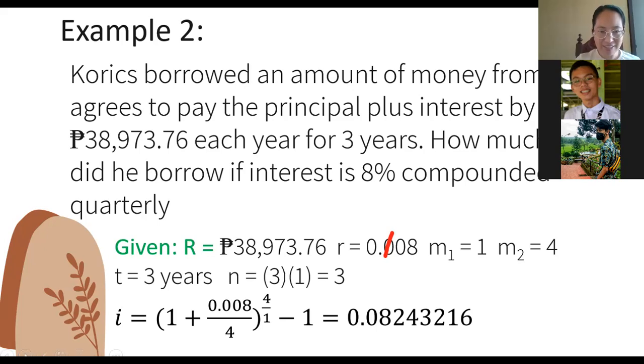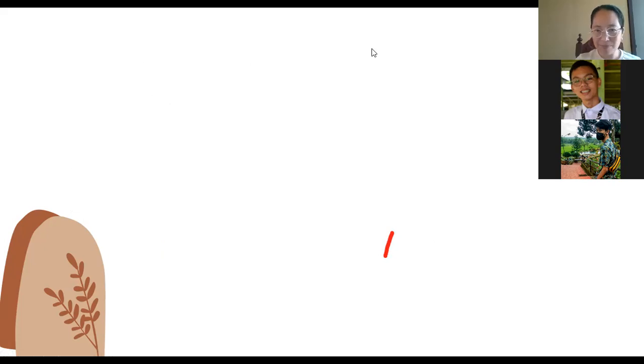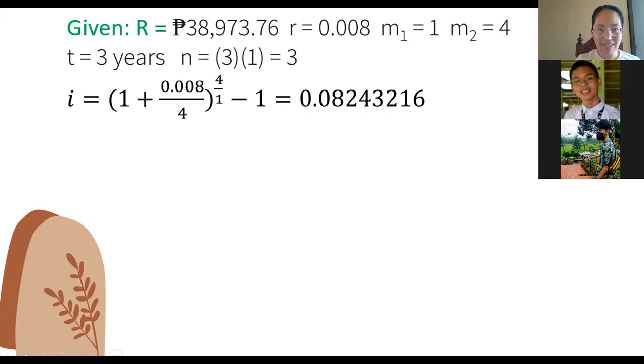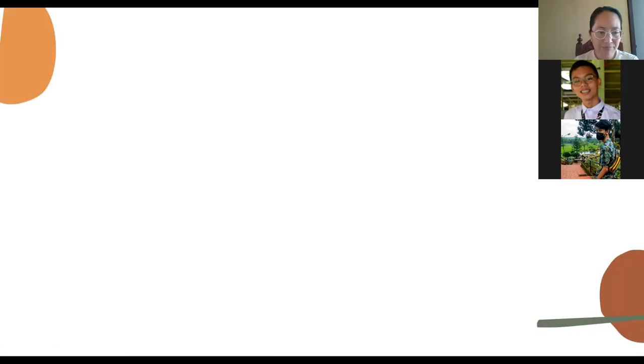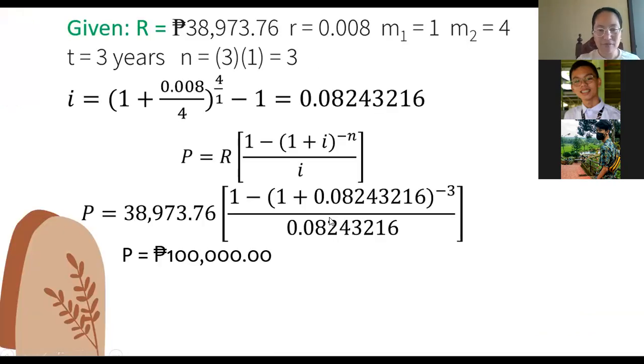And then sa formula natin, binalik lang natin dito ha. Substituting the formula for us to find the present value. Tama ano, mali yung aking pagkaka-encode lang na 0.008 mga anak sa calculator ninyo. Tama po, ma'am. Tama po yung I po. Yung mali sagot lang po.